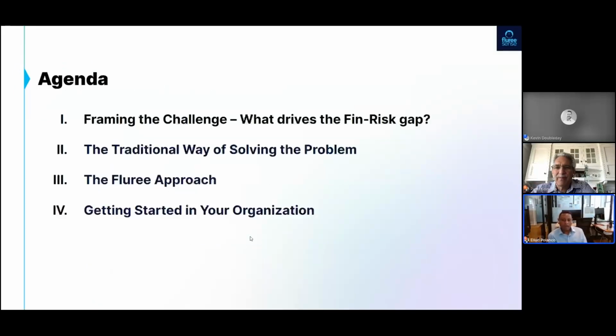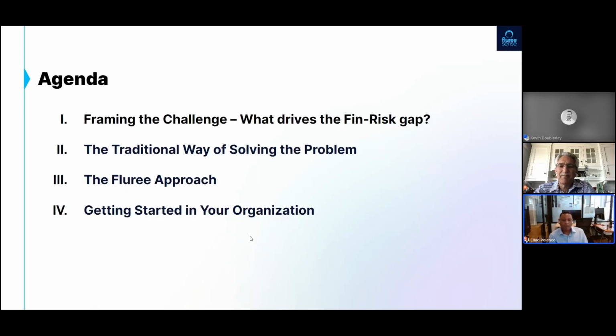If you look at the agenda and how we want to cover this, we want to cover it in 4 sections. The first section is just to set the context and describe what we mean by the risk finance gap. So what is the challenge? Why is it that finance and risk have such difficulty getting access to information, getting access to clean, trusted information? And what are the impacts of the challenge?